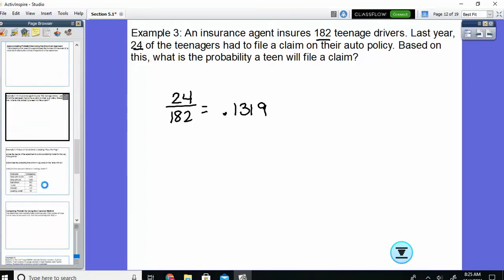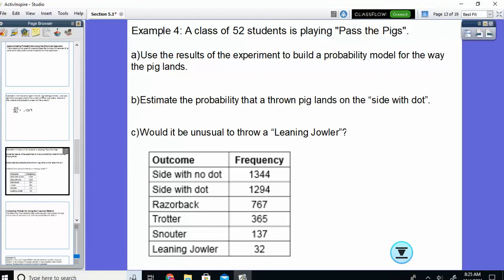Let's look at this one. Have you guys ever played Pass the Pigs? It's a fun game. You should get it. So it's like 2 little pigs are your dice, and you get different points based on how they land when you roll them.